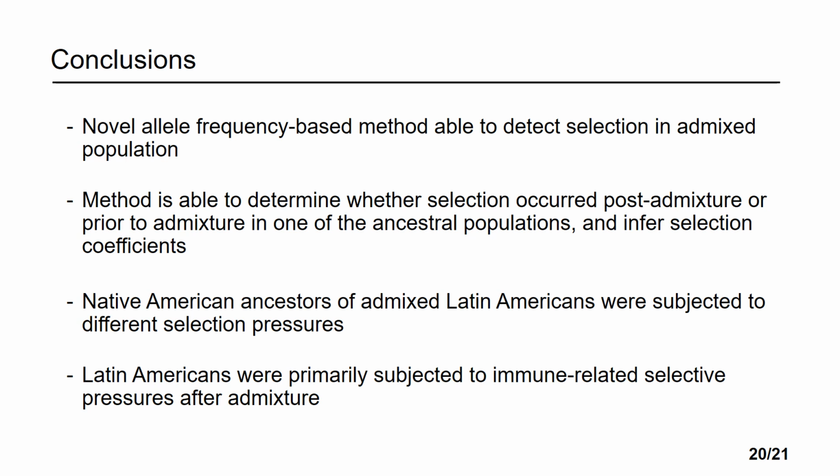And to conclude, here I presented a novel allele frequency-based method able to detect selection in an admixed population. The method is also able to determine whether selection occurred post-admixture or prior to admixture in any of the ancestral populations, and is also able to infer the selection coefficients of the selected sites, although this is a feature of the model that I didn't present here.